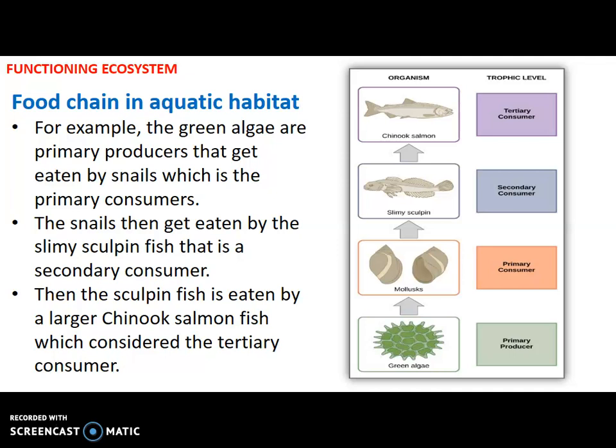So you see that here we have the primary producer, which is the general producer here, the green algae, while the primary consumer is the mollusks, the secondary consumer is the slimy scorpion, and the tertiary consumer is the Chinook salmon.